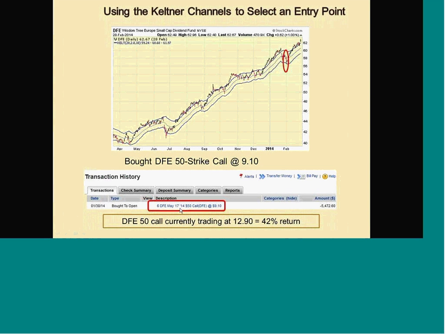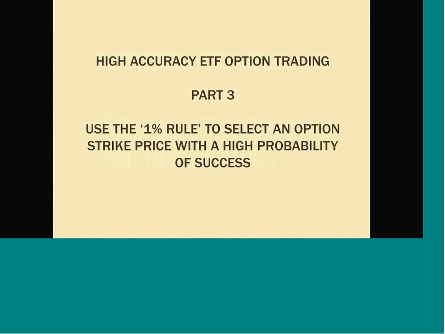So step 2 of our process is we want to find a low risk entry point for these option purchases, and we can actually get in on ETFs that have already made a big move if we use this indicator to help us find a good entry point. And step 3 is to use what I call the 1% rule to select an option strike price with a high probability of success. And I'll show you how we do that.